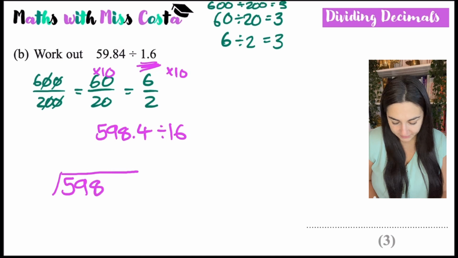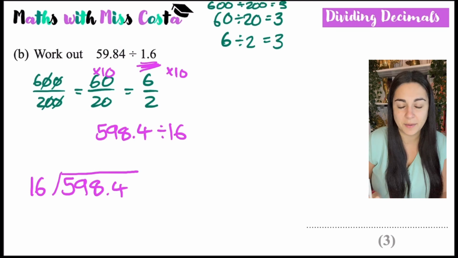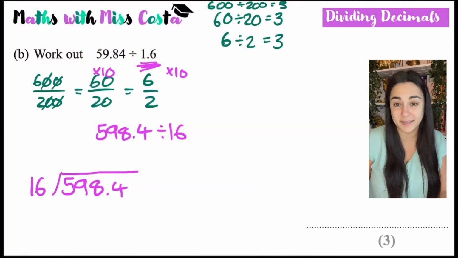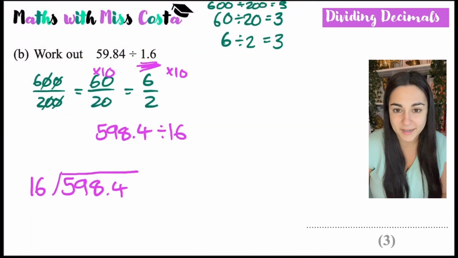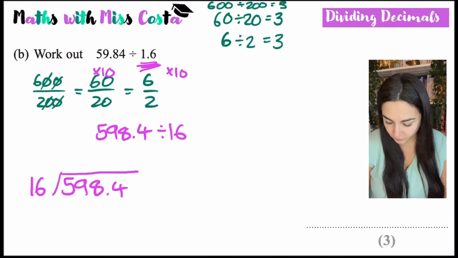I'm going to do the bus stop method. So 598.4 divided by 16. Now what would be really beneficial, because it is a double digit number, is if you just wrote out this 16 times table for yourself. This is a non-calculator paper, so it is a little bit of a longer method. So we've got 16, 32, plus 16, 48.